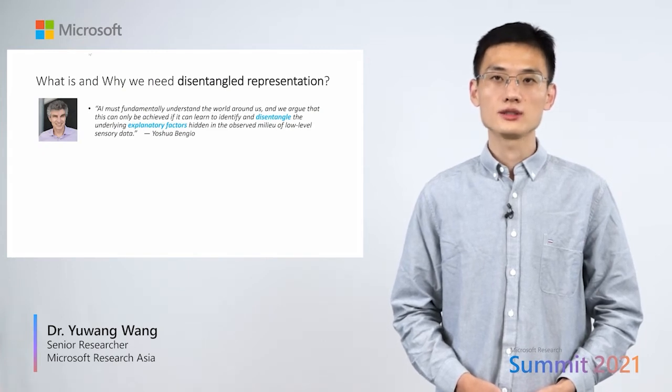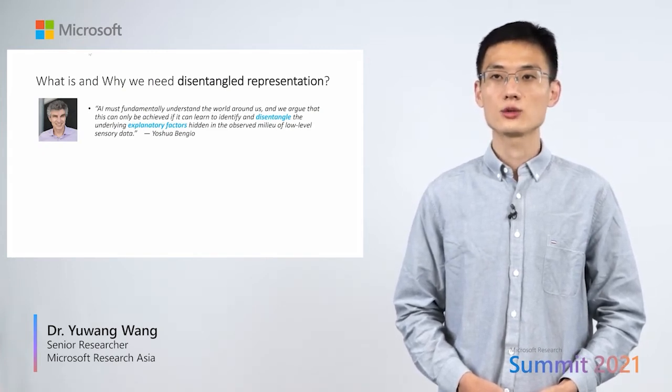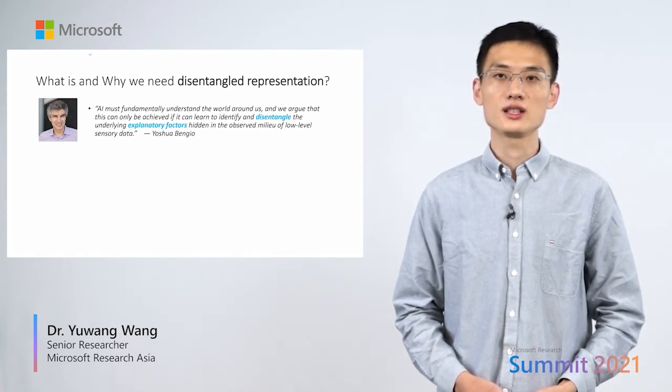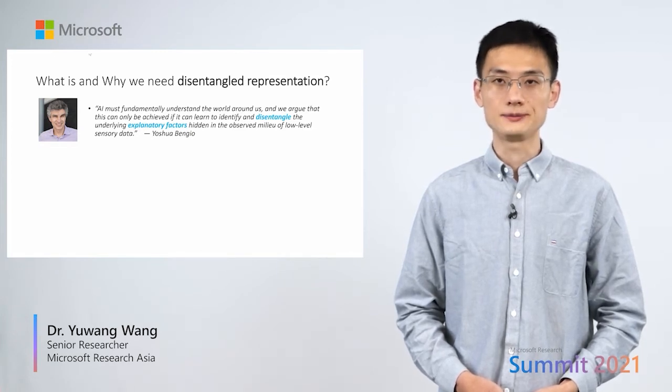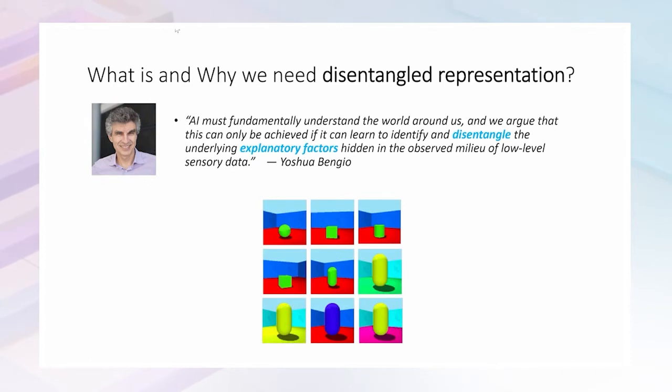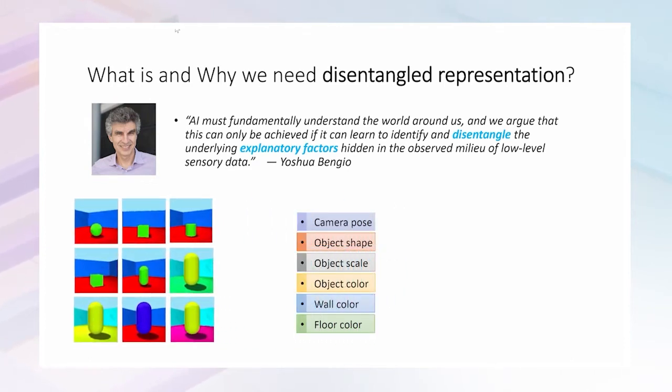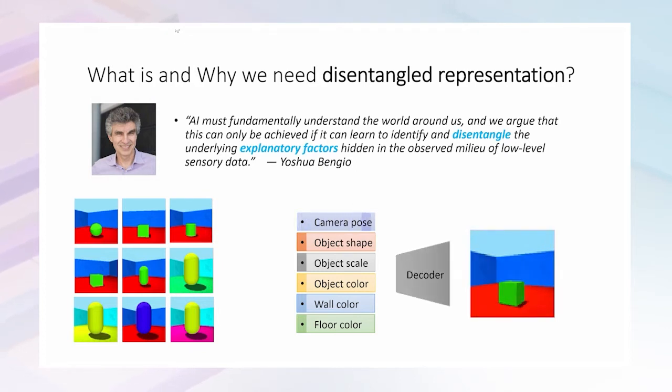Bengio pointed out that for AI to understand the world fundamentally, the only way is to identify and disentangle the underlying explanatory factors of the observed data. Given observed images of a 3D scene, for this toy example, the underlying explanatory factors are the camera pose, object shape, and so on. With those factors, we can generate and control the images with these disentangled factors independently.